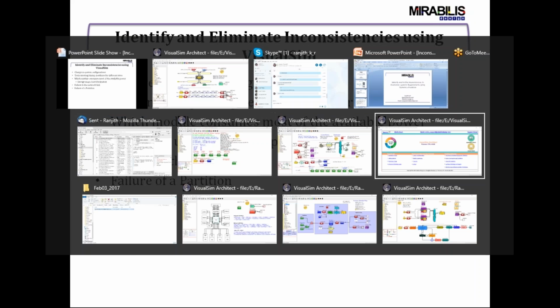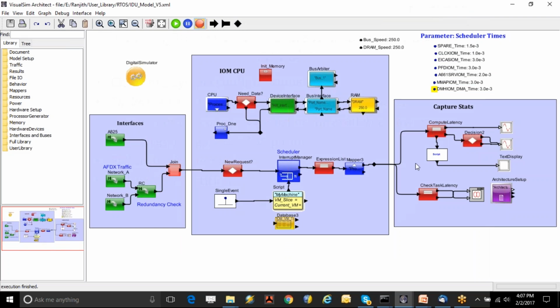To give you an example, here I have an example system platform for a display processor for an avionics system. In this case I have the interfaces connected with AFDX traffic and ARINC 825 traffic coming in, and I have my ARINC 653 scheduler, which I have defined over here, and I have defined my processing unit at the top.